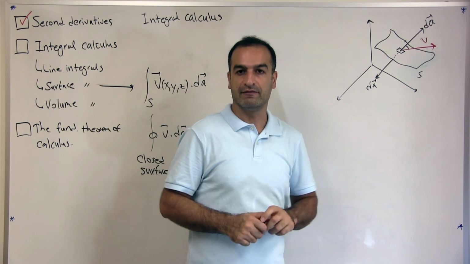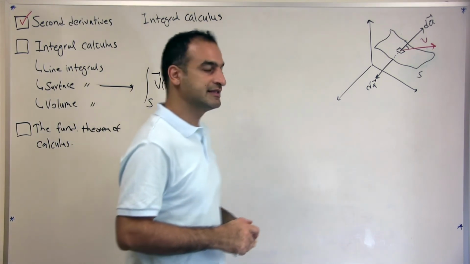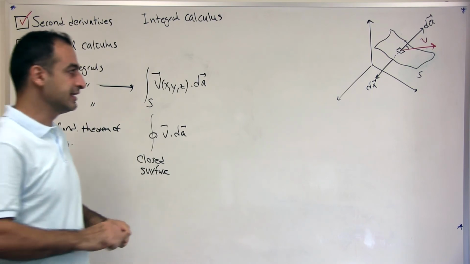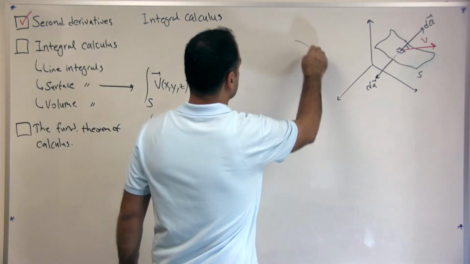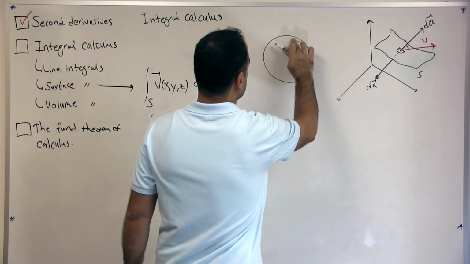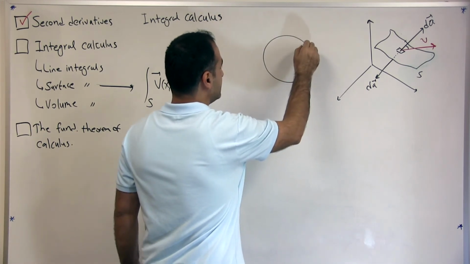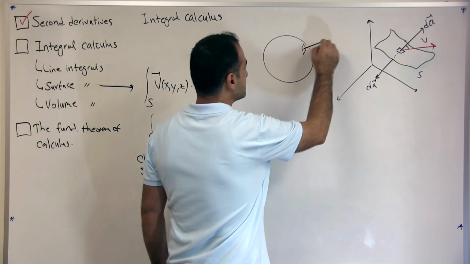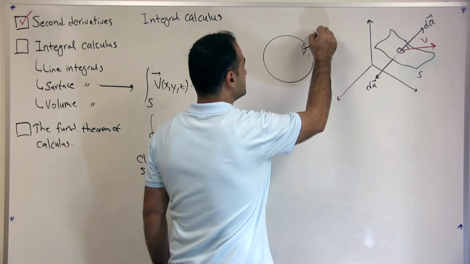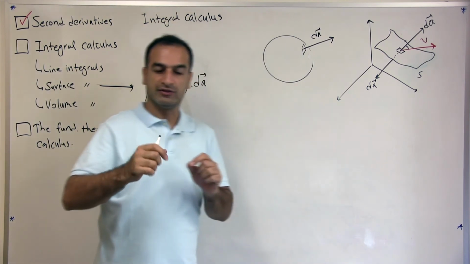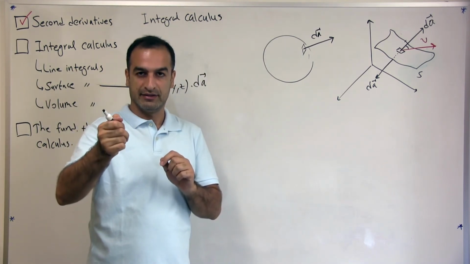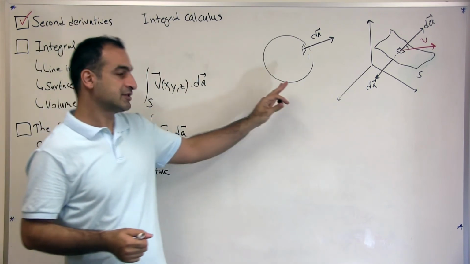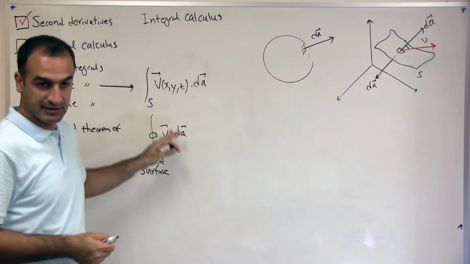But there is one convention: if you are looking at this integral on a closed surface, let's say you have a sphere and you are doing the whole integral on the sphere, then the direction of the dA vector should point outside. It should be the outward perpendicular vector to the surface. This is the convention that we have for closed surfaces.